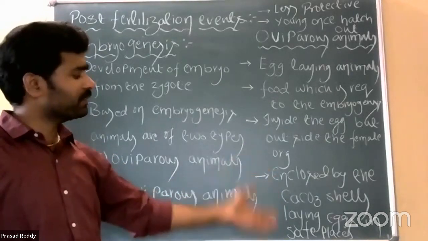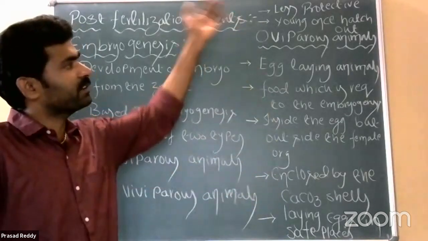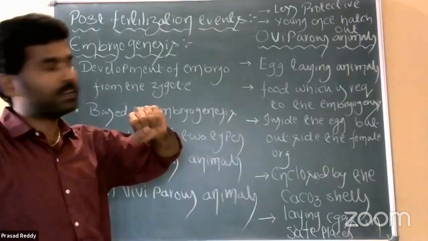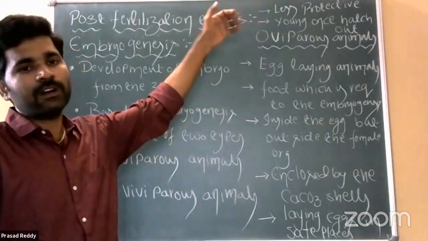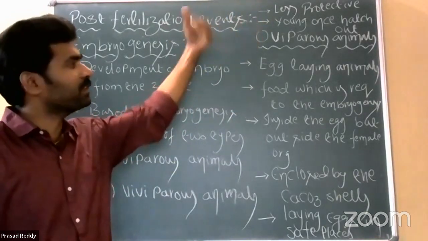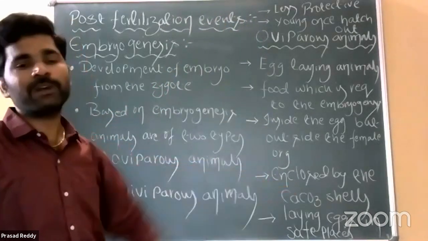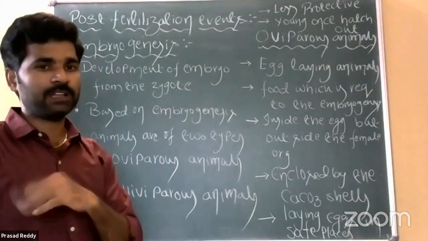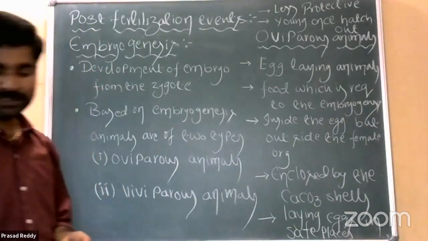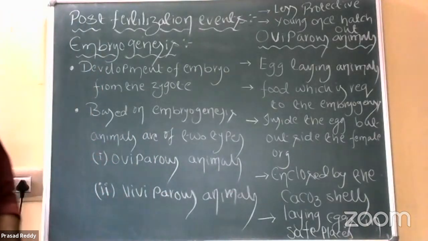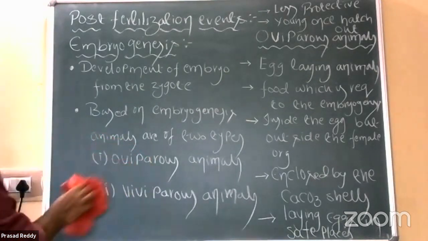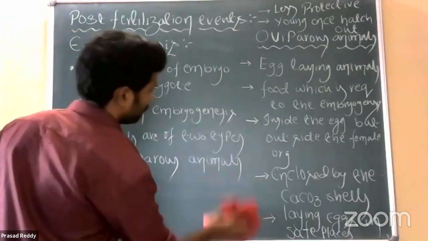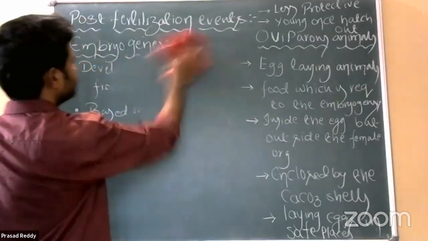So they lay eggs in safe places. After attaining a certain period of maturity, young ones or new offspring hatch out from the eggs, but they are less protected. Why? Because they act as food material for other animals. So give me some examples of egg-laying animals. Note down some examples.